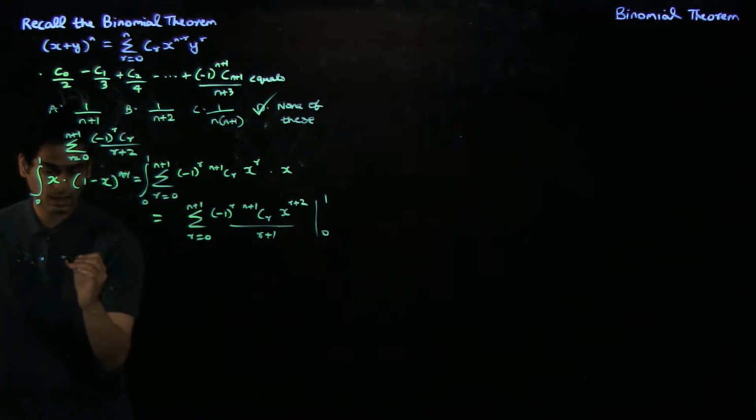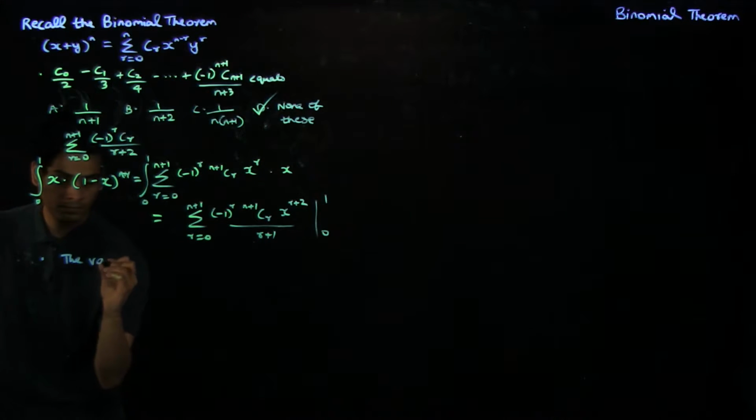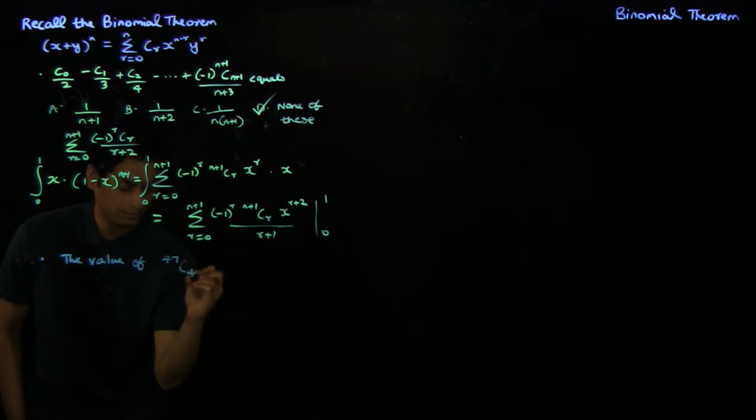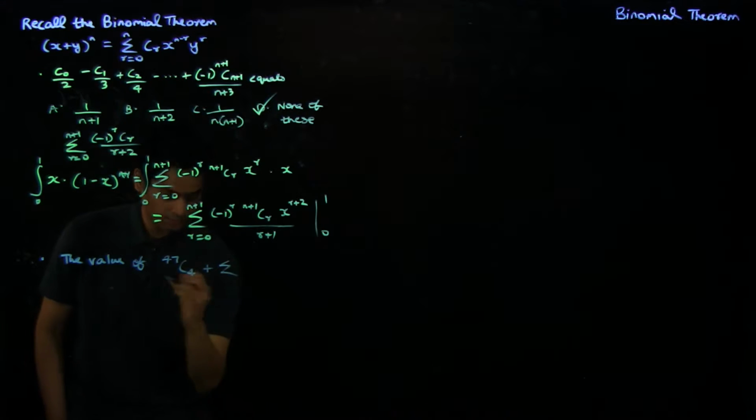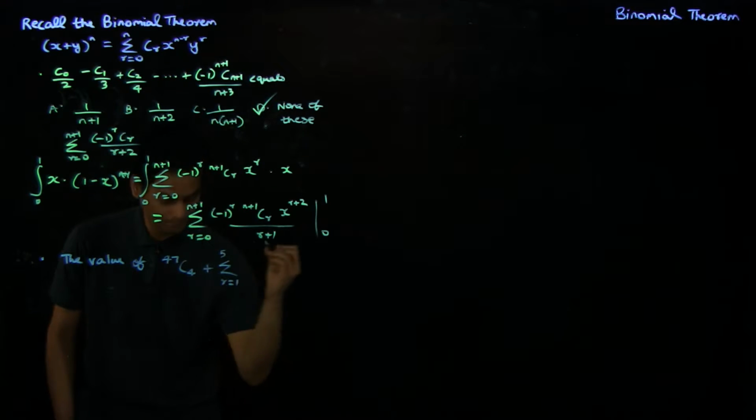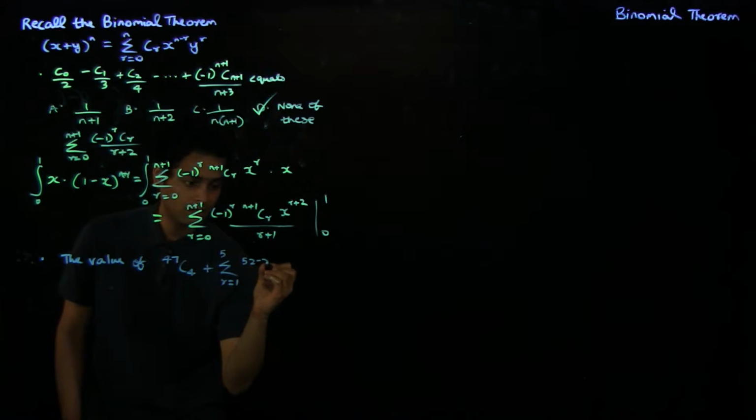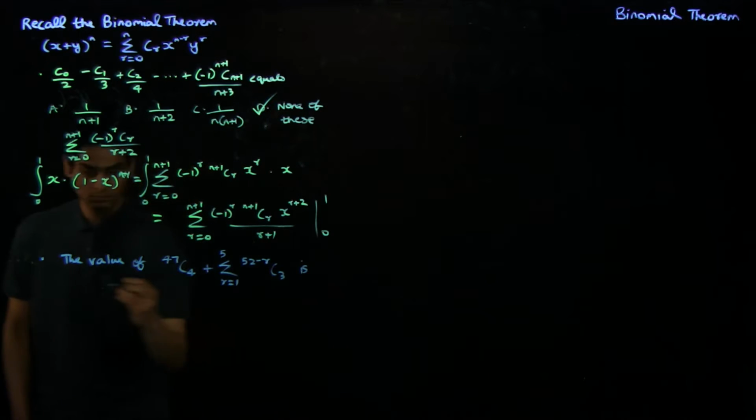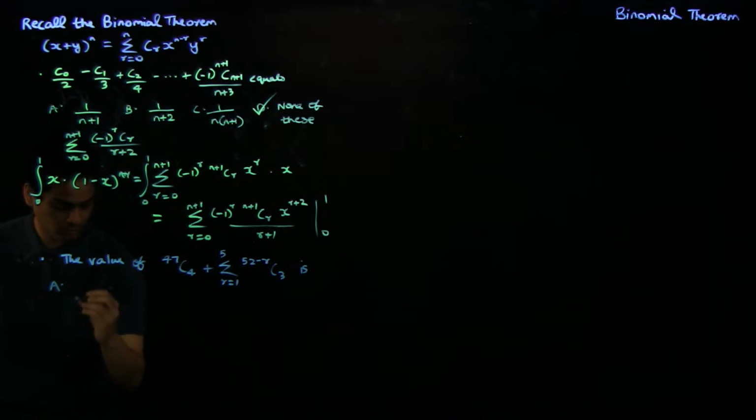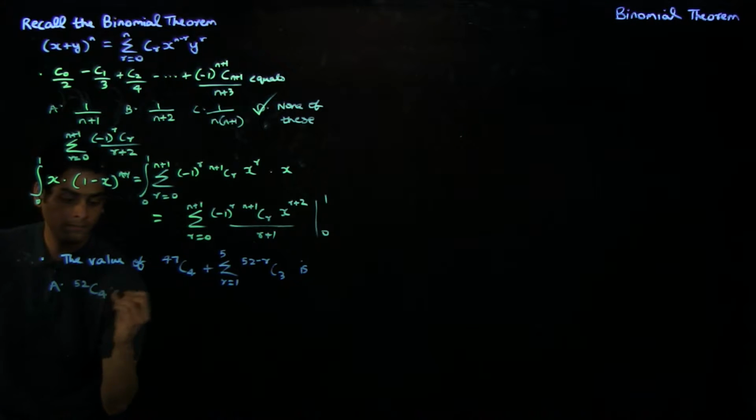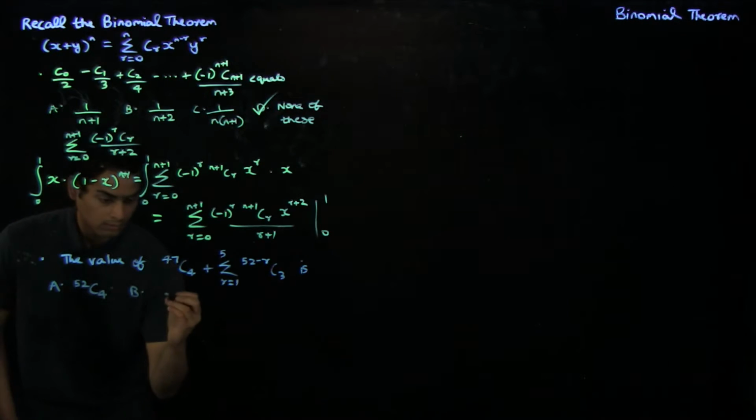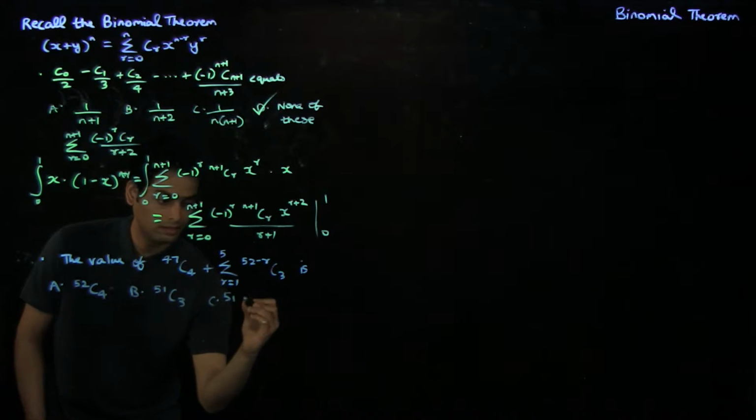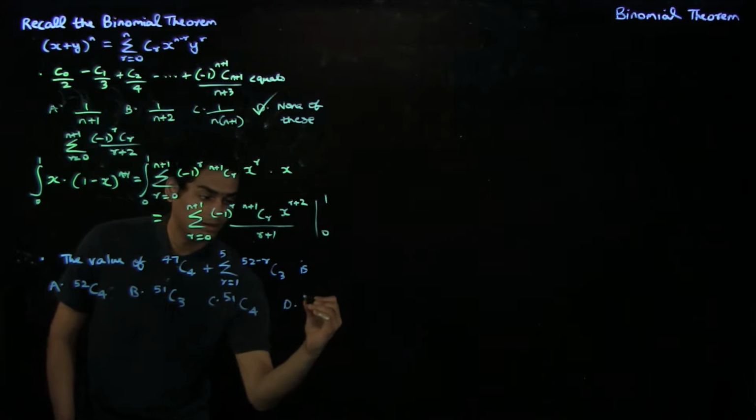This asks you to evaluate the value of 47C4 plus summation r equal to 1 to 5, (52 minus r) C3. And the options are 52C4, 51C3, 51C4, and none of these.